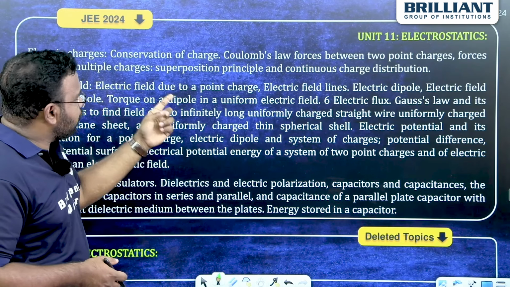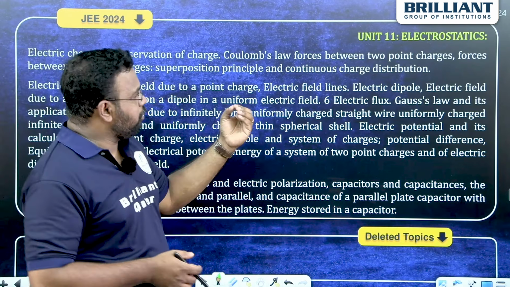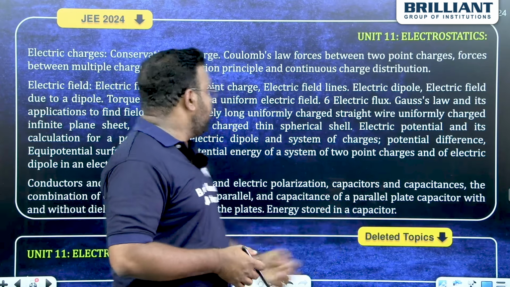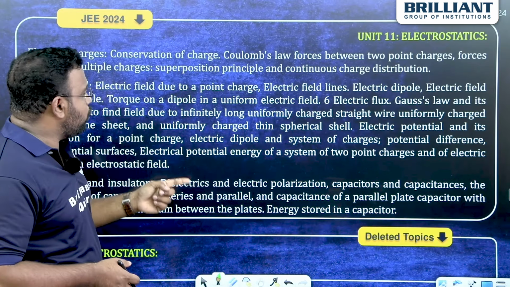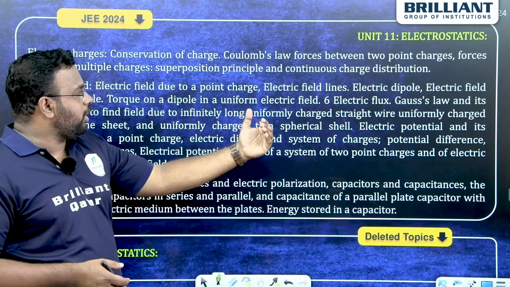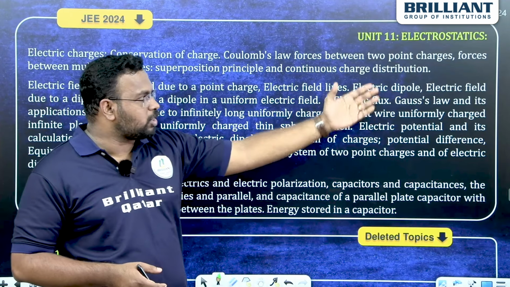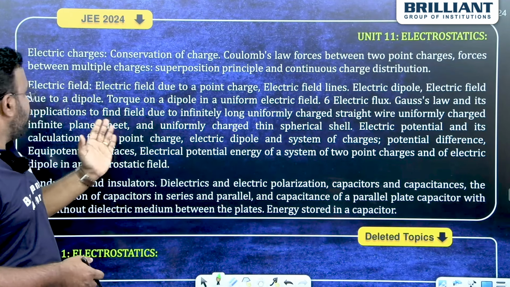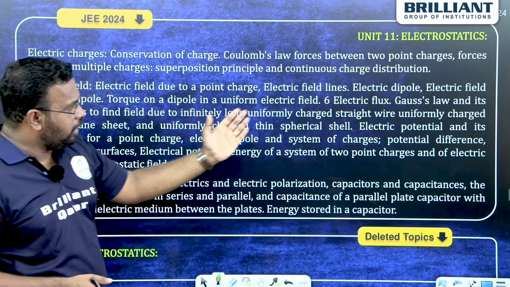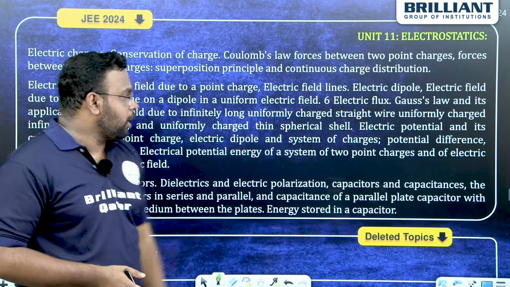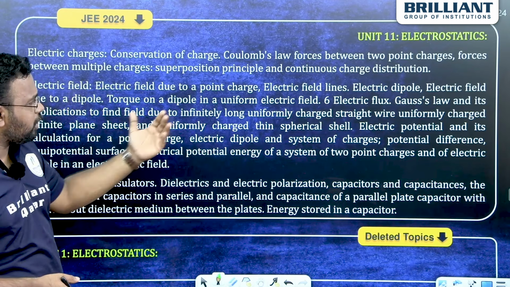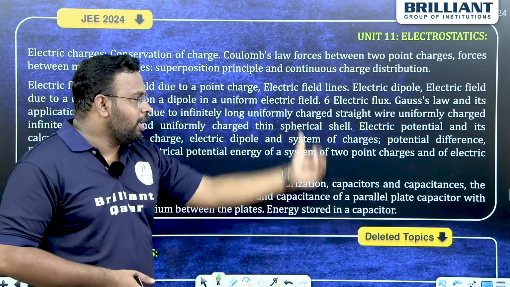Electric field due to a point charge, electric field lines, electric dipole, electric field due to a dipole, torque on a dipole in a uniform electric field, electric flux, Gauss's law and its applications to find the field due to infinitely long uniformly charged straight wire, uniformly charged plane sheet and uniformly charged thin spherical shell, then potential.